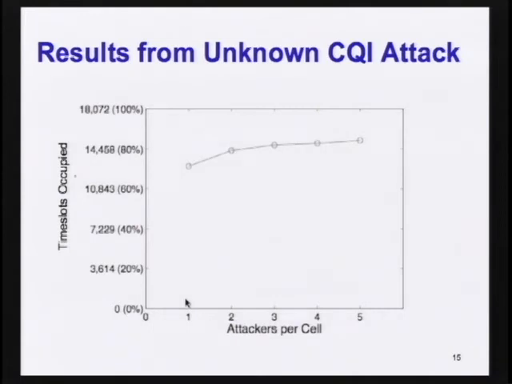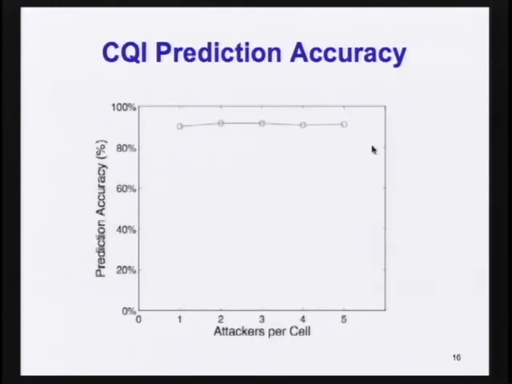Then we ran the simulation again for 30 seconds to see how effective this attack remains if the attackers do not know the precise channel condition of all the other cell phones. Well, we learned that in this more realistic condition, the attack is not as effective as in ideal condition, but it's still pretty effective. If there's only one attacker in every cell of 50 users, then this one attacker can get about 75% of all the scheduling slots. Whereas if there are 5 attackers in a cell, then the attackers can in total get about 80% of all the slots in the cell.